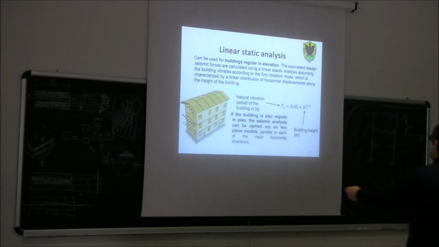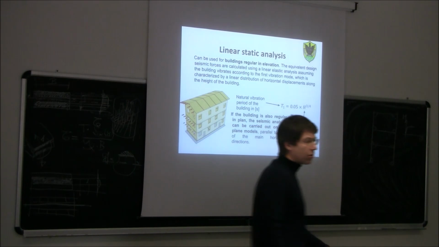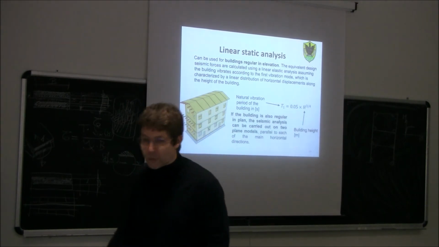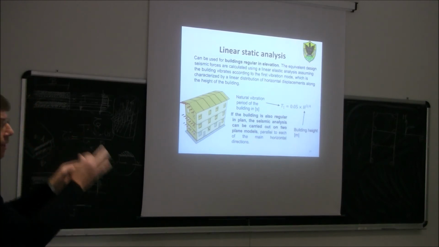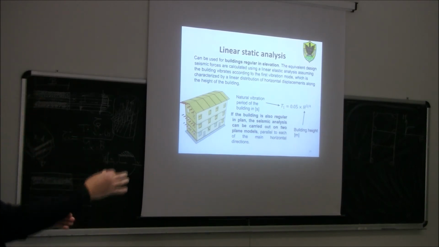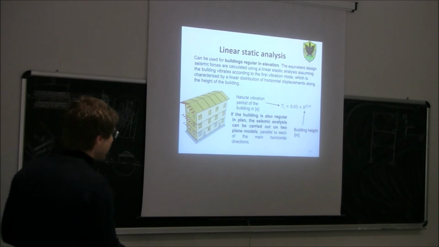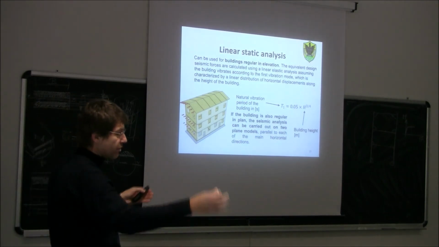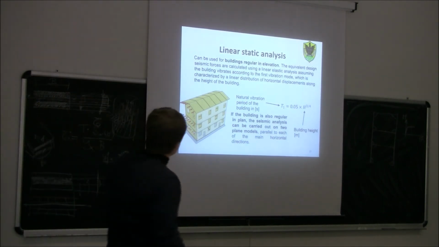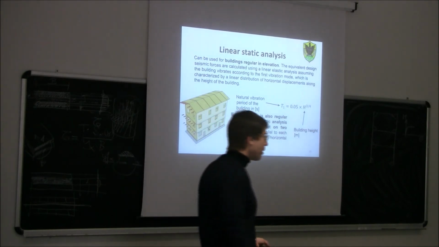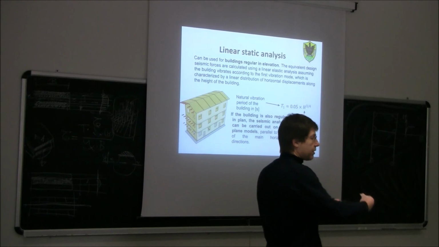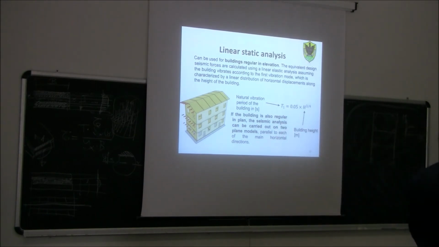So, the linear static analysis is the most commonly used method, but it cannot always be used. This can be used if I have a building which is regular in elevation, which doesn't have too many different, for example, overhangs or something like this. And of course, if the building is also regular in plan, I can use, rather than a space model, two plane models that I look at independently in two different directions.